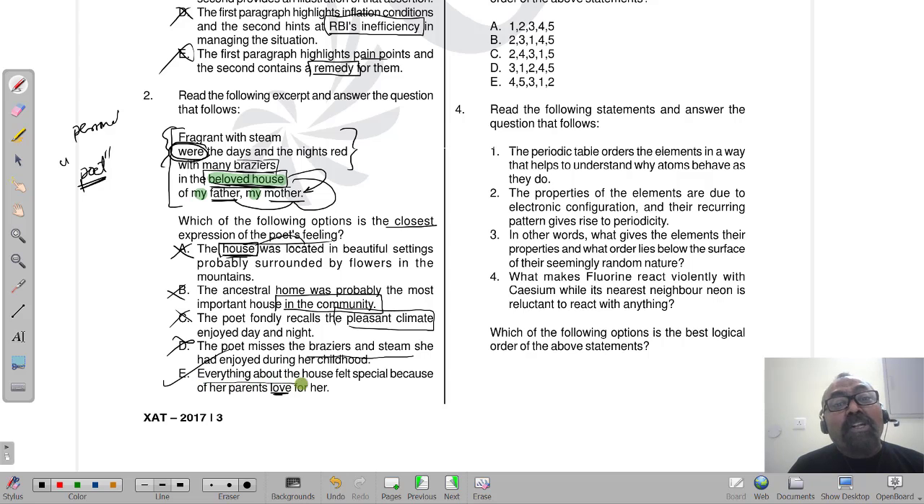Well, when they say that everything about the house is special. Here, the question is asking for the closest expression of the poet's feeling. What is the poet's feeling here? And the closest that comes to the feeling of the author is the parents' love for her, or that the beloved house, everything about the house is special for her, and that's what you actually get here, right? So the answer choice is E. When you look at poems, you have to look at the implied meaning that you can see in the poem, right? So that's what you need to look at.